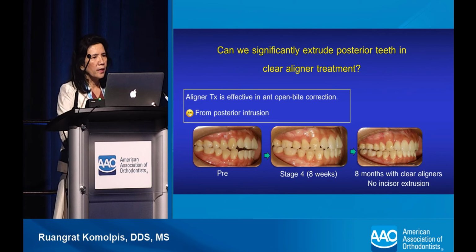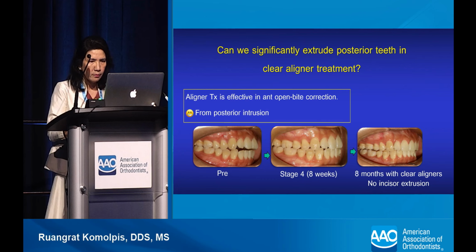Can we successfully extrude posterior teeth with a large amount with clear aligners? The reason that we know that aligners are very effective in anterior open bite correction is from posterior intrusion. And this is a case of mine that has anterior open bite closed successfully in 8 weeks and even better in 8 months with no incisor extrusion at all.